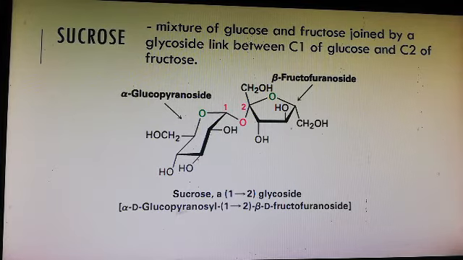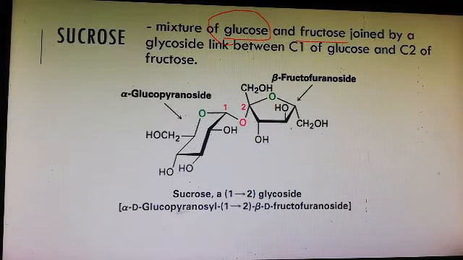Next, we have the sucrose. Sucrose, or the ordinary table sugar, is probably the most abundant pure organic chemical in the world. So whether from sugar cane or sugar beets, and whether raw or refined, all table sugar is sucrose. And sucrose is not a reducing sugar.